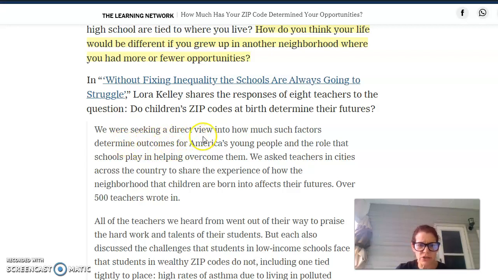We are seeking a direct view into how such factors determine outcomes for America's young people and the role that schools play in helping overcome them. We ask teachers in cities across the country to share the experience of how the neighborhood that children are born into affects their futures. Over 500 teachers wrote in.